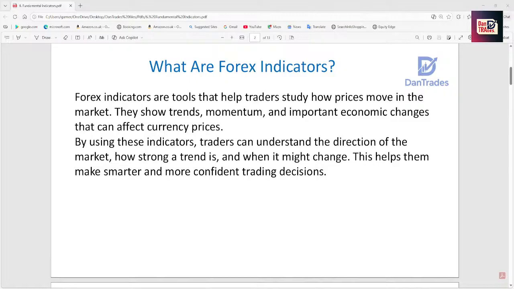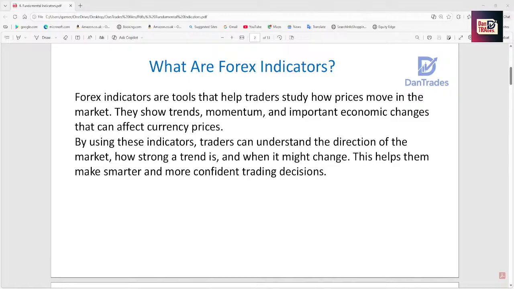So what do we have here? It says forex indicators are tools that help traders study how price moves in the market. They are your friends, but we are not going to focus mostly on forex indicators, but you need to understand what they are. So we have to go through this one by one. They show trend, momentum, and important economic changes.